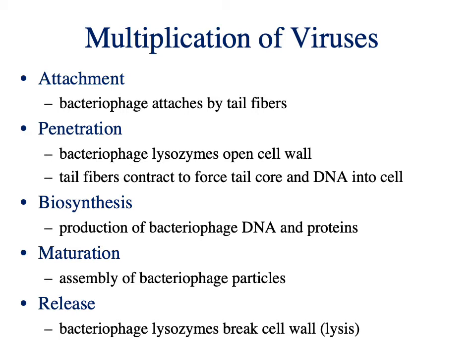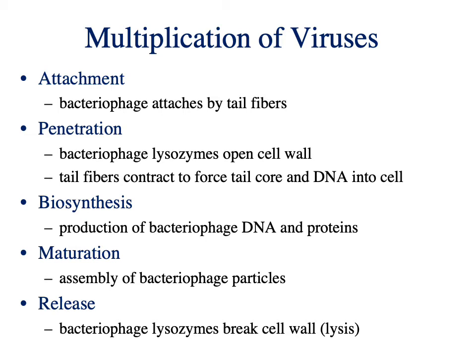So attachment, then penetration. The third stage is biosynthesis. That's where it uses the host cell's machinery and makes more of itself. It makes more of its genetic material. It makes more of its protein to form capsids. It makes all of the pieces that it needs to make more of itself. That's what it does in biosynthesis. In maturation, it assembles all of the pieces it needs to make little whole baby viruses.